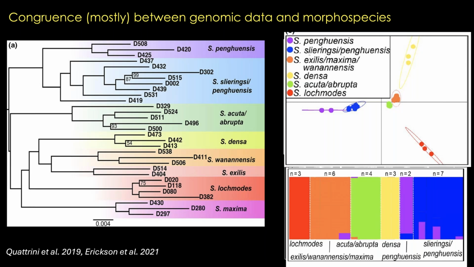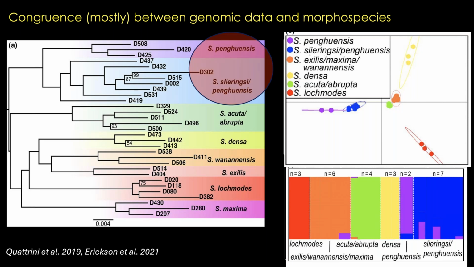All the different colors are the different clades that we see in the phylogeny on the left, and those colors are also seen in the graphs on the right. So the top graph is a discriminant analysis of principal components. Every single circle is a different individual, and again, they're color coded to match the phylogeny. On the bottom is a structure analysis, and all the different colors match both plots. And what we see here is really strong congruence between the genomic data based on these target capture data of ultra-conserved elements and exons and morphologically defined species.